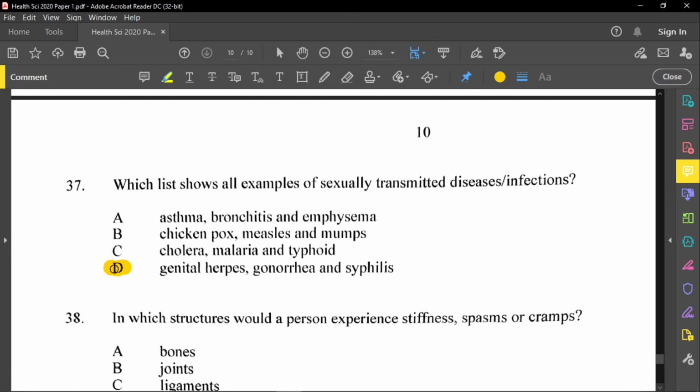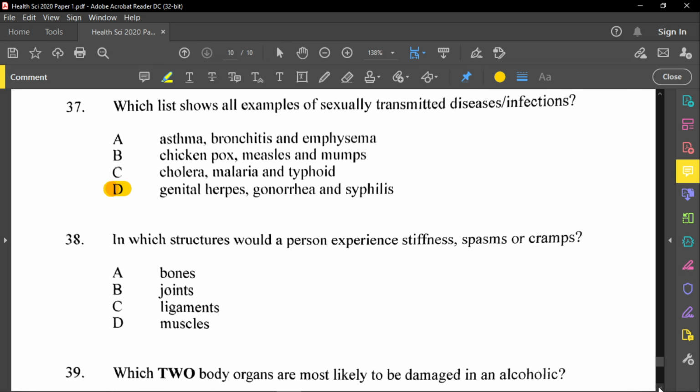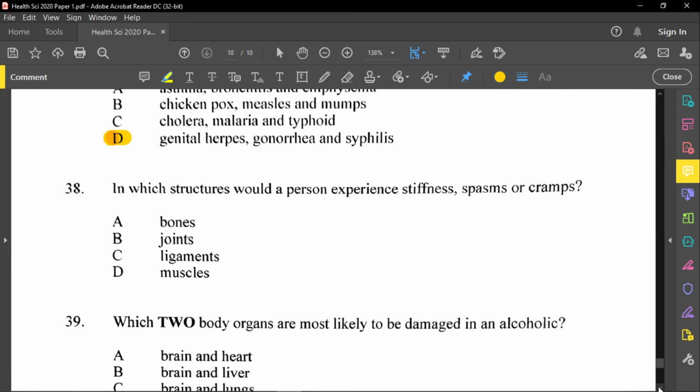All right, great. Now, question 38 asks, in which structures would a person experience stiffness, spasm, and cramps? This will definitely be your muscle: a muscle cramp, a muscle spasm, or the stiffness of the muscles. All right, great.